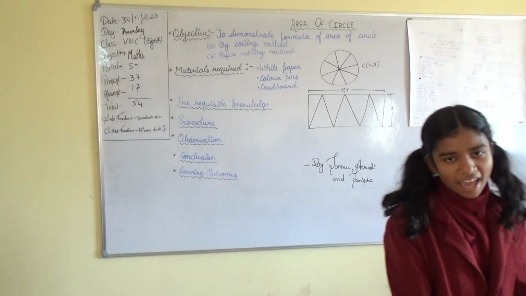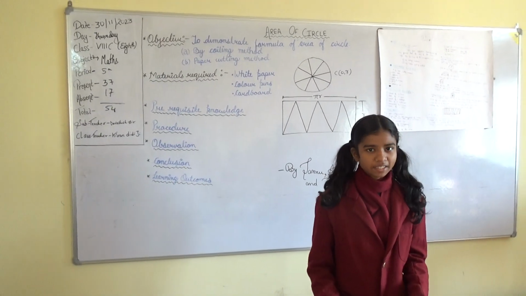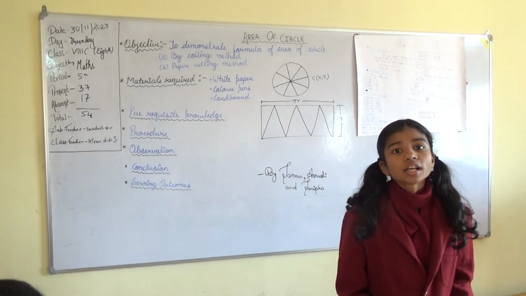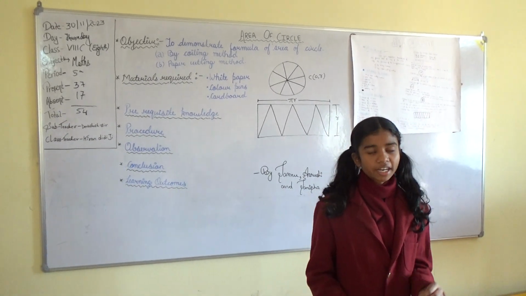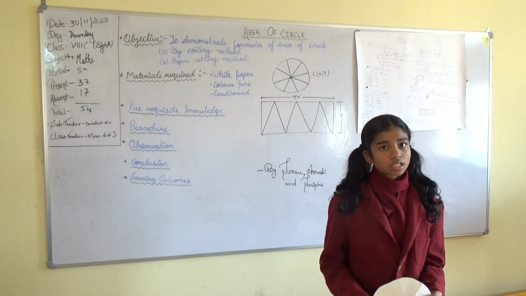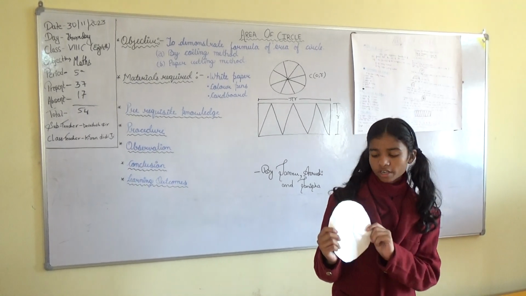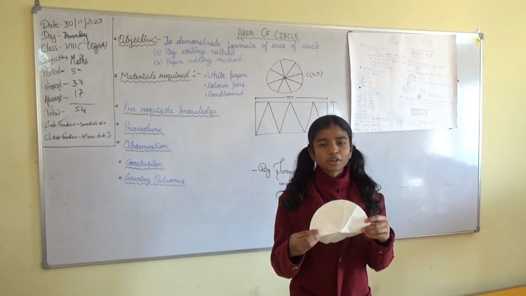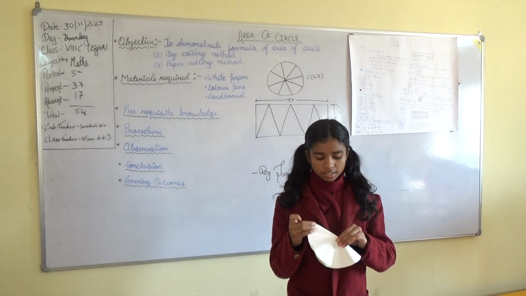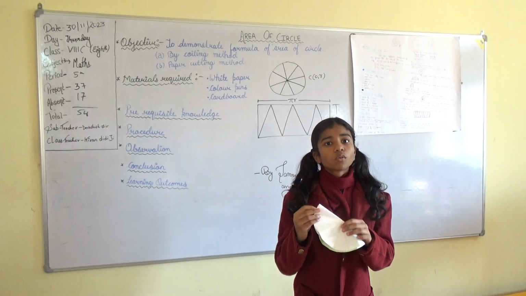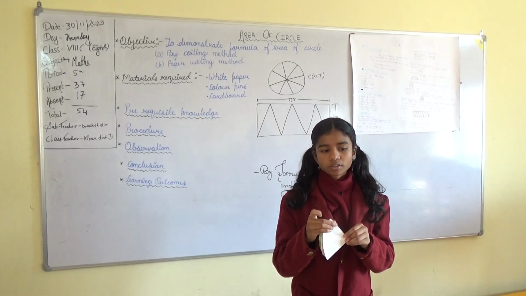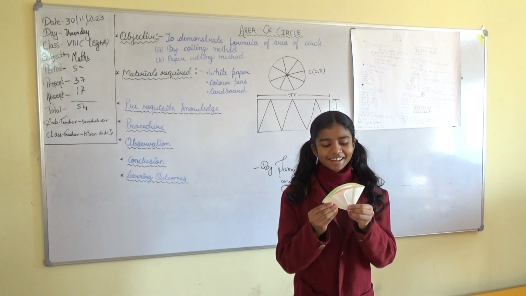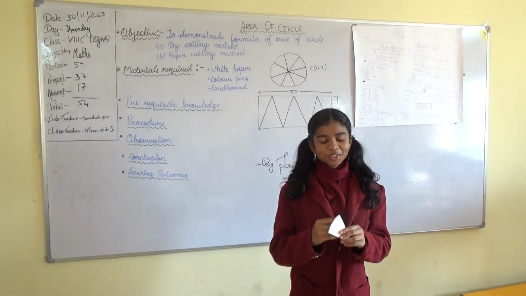Hello everyone, I am here to show the procedure of this activity. Firstly, we have to draw a circle with a suitable radius by using a compass. Here is a circle, I have already drawn it. Now we will fold it along one of its diameters to form a semicircle. Here is the semicircle. We will fold it once again and we will find that quarters are formed. Now we will repeat this activity two times more.